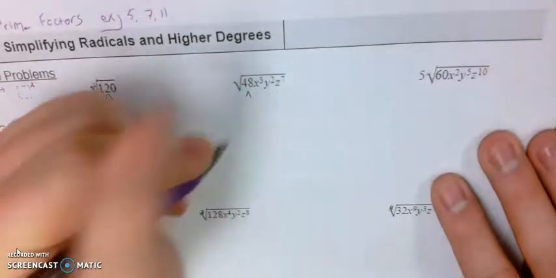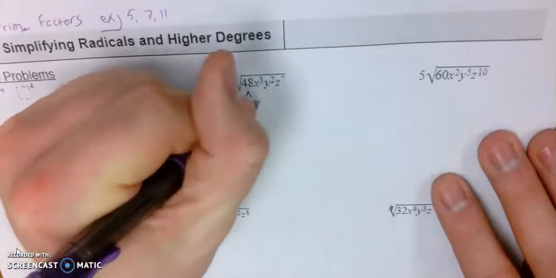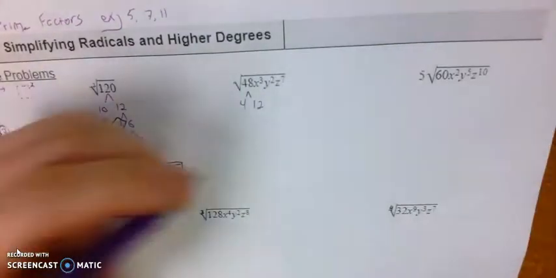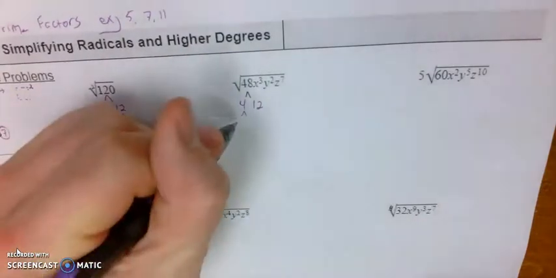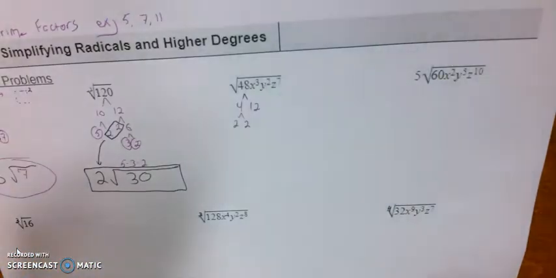Let's go 12 and 4. So I have 4 and 12. Neither of those are prime, so I need to keep going. 4 can be 2 and 2, and that gives me a pair.